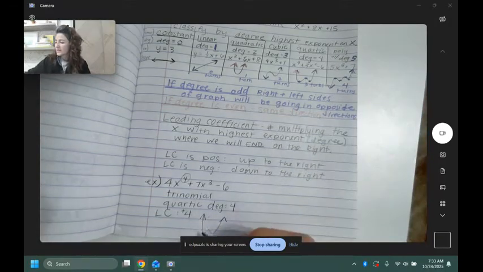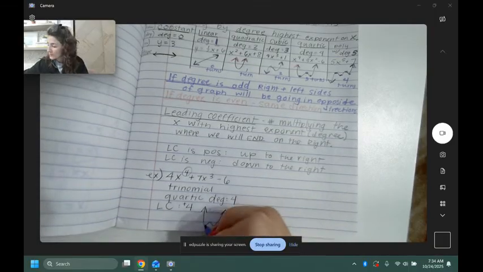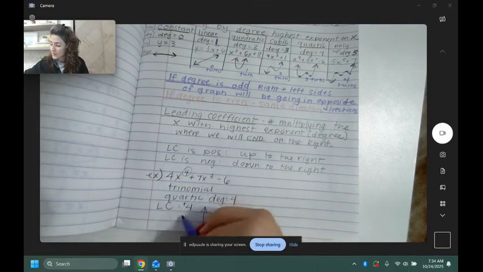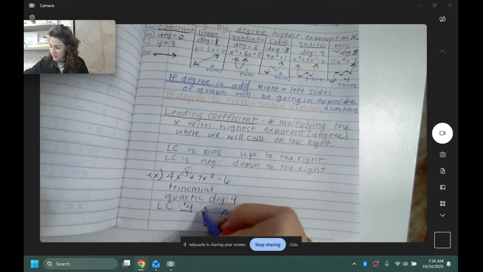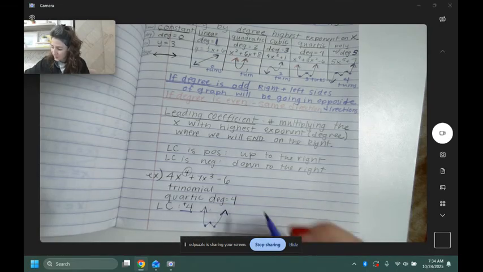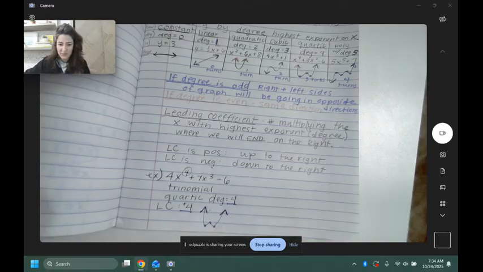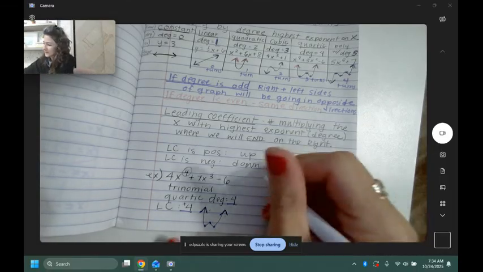So that can also tell you the shape of the graph. The degree is 4, so I knew there were going to be 3 turns. Positive leading coefficient, so it's up to the right. Even degree, so it's up to the left. Let's do one more. Sorry, this video is getting long.